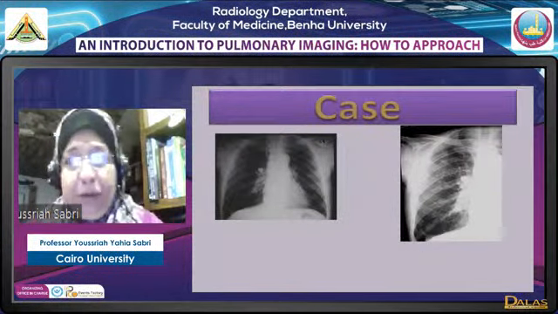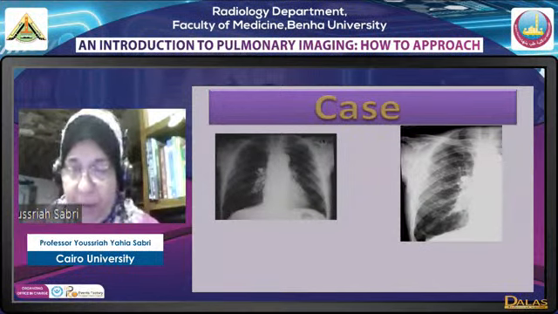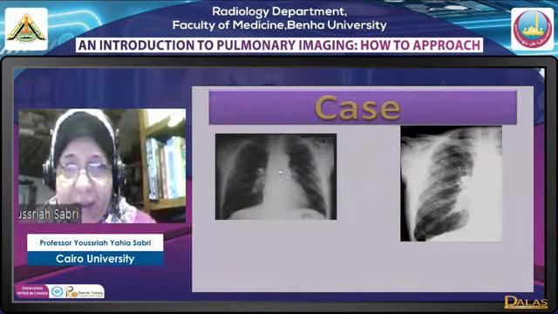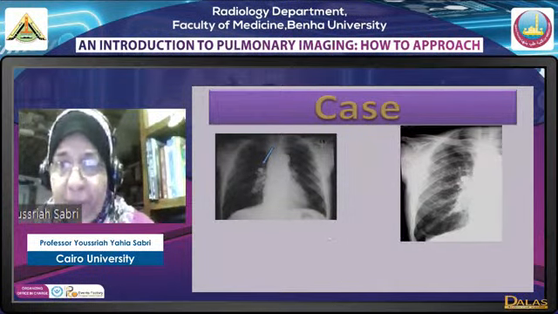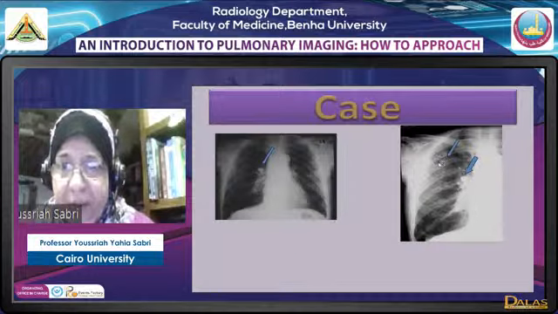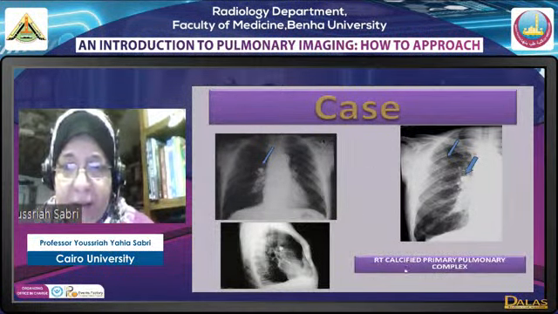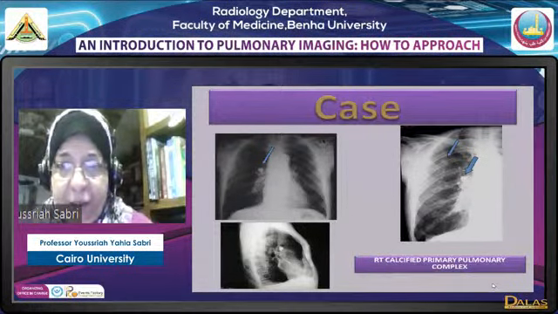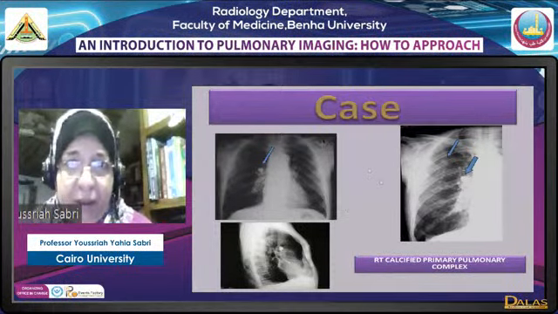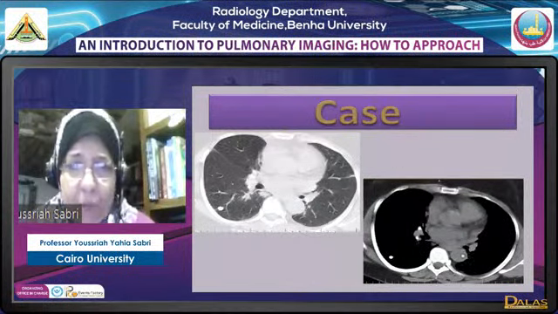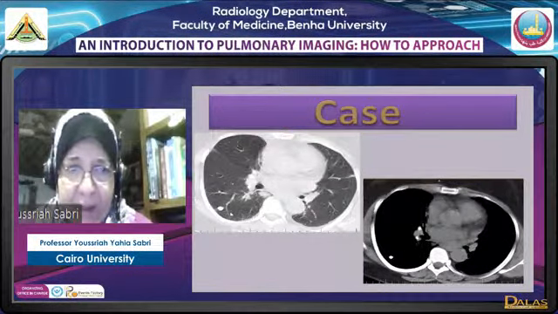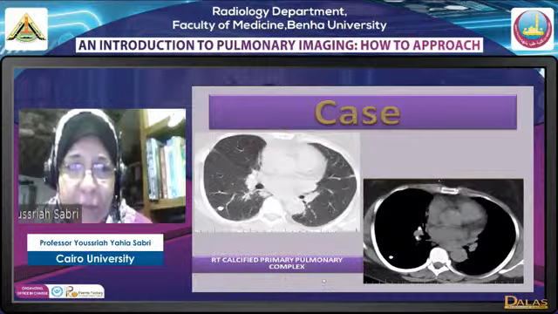We'll shift to another thing. Now we've finished with masses. We're going to go to nodules. This is a case where we have calcified lymph nodes, something that we all see all the time in the hilum, associated with a calcified Ghon focus here. This is a right calcified primary pulmonary complex. It's one of the common findings that we may see. In CT, another patient with calcification in the hilum and a calcified nodule in the lung, again a calcified primary complex.